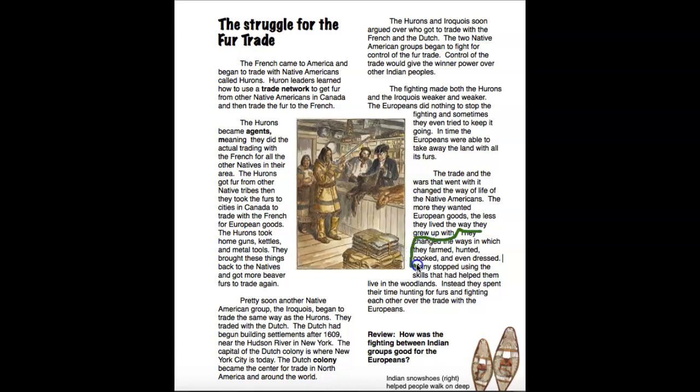What effect did the Europeans have? They changed the natives' way of life. How do I know that? Because it says it right here. They changed the ways in which they farmed, hunted, cooked, and even dressed. So that would be another detail that you'd want to write down for your second question.